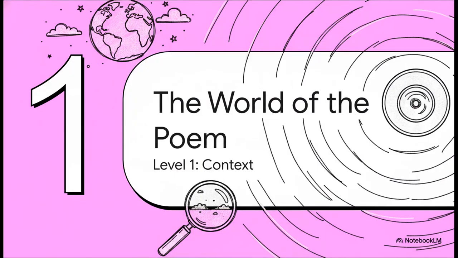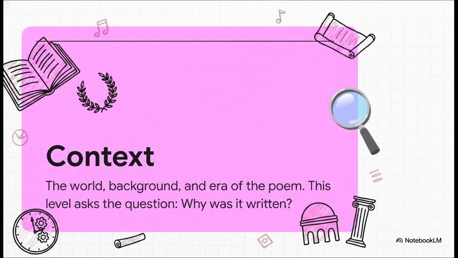All right, let's start with the widest lens possible. Level 1, context. This is like the 30,000-foot view of everything. At the context level, we're not even looking at the words on the page yet. Nope, we're looking at everything around the poem. Who wrote it? When did they live? What was their world like? The whole point here is to understand the universe this little piece of art was born into.